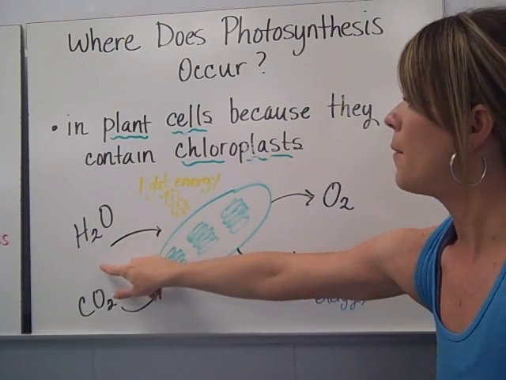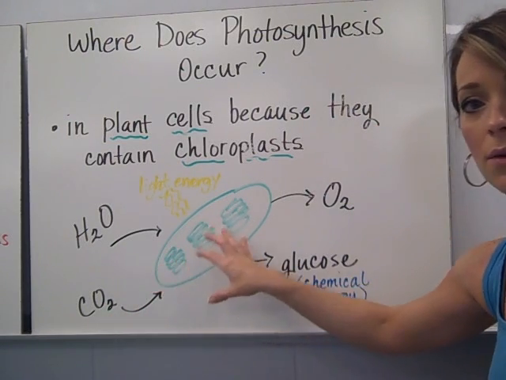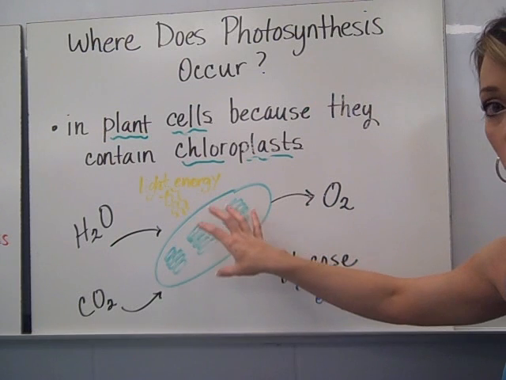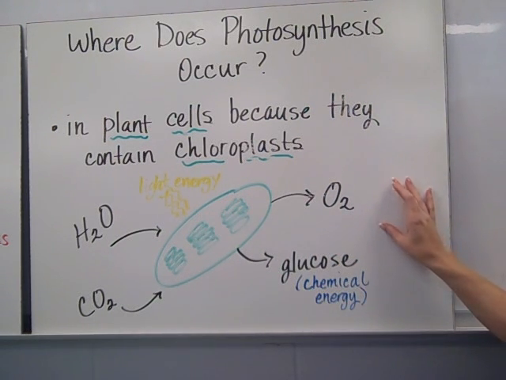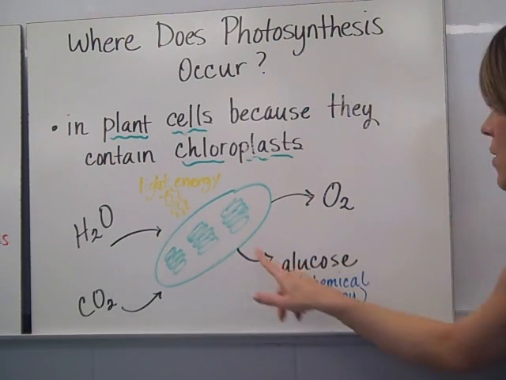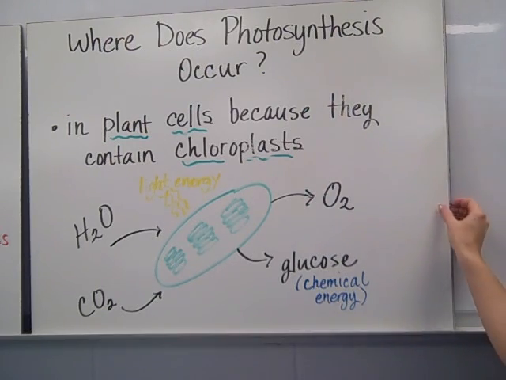So when the H2O comes in from the roots and the CO2 comes in through the leaves, they're going to go into the cell's chloroplasts. They're going to get broken apart and regrouped into that glucose and oxygen for our products. Now, this is taking the light energy and storing it as chemical energy here in the molecule glucose.